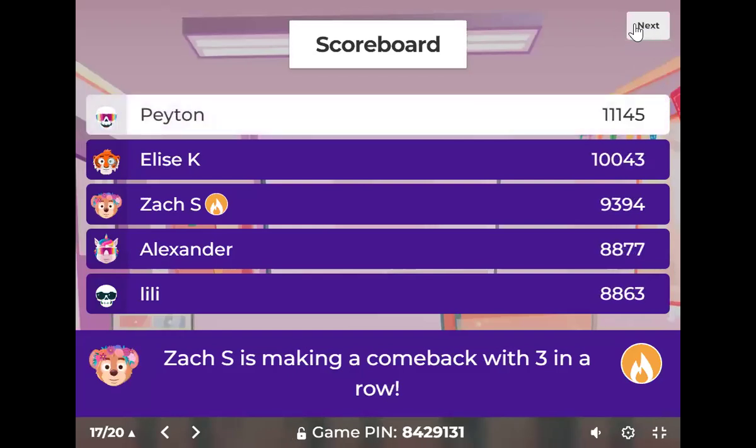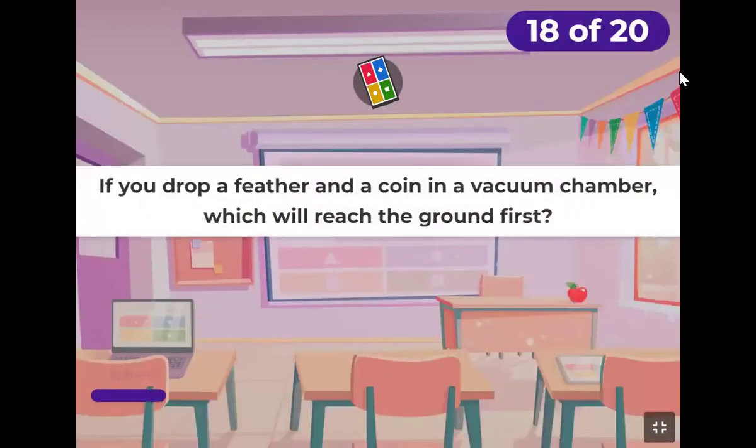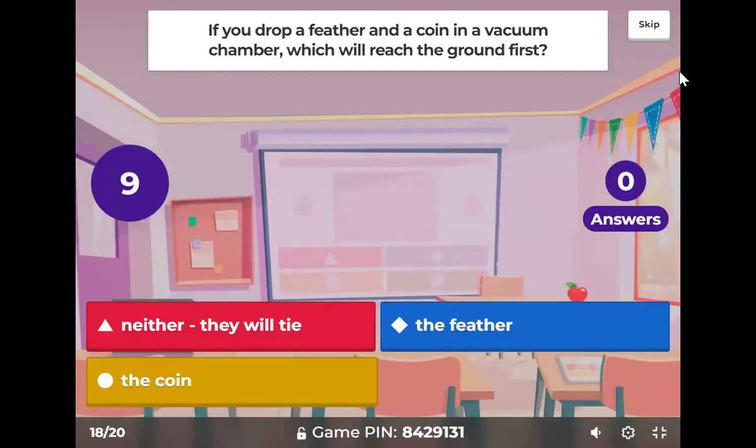I got Lily, Alexander, Zach on fire, Elise, Peyton. If you drop a feather and a coin in a vacuum chamber where there's no air drag, which will reach the ground first?